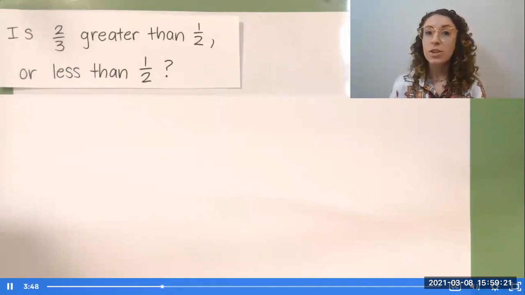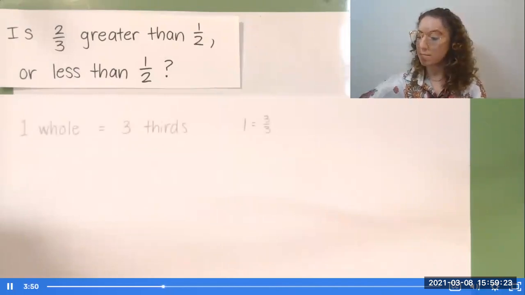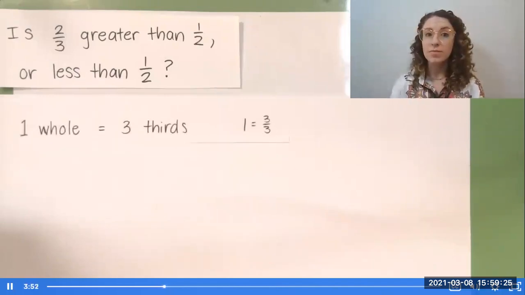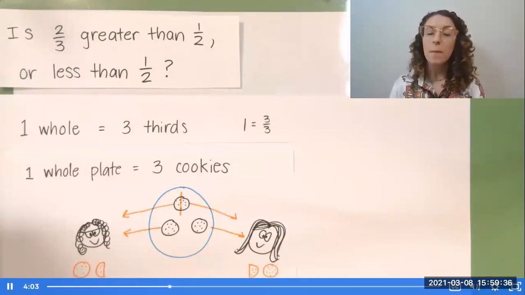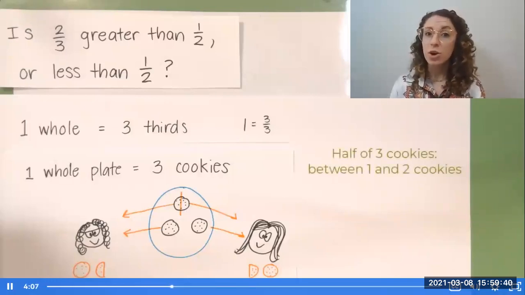Think about 1 whole in unit form as thirds. 3 thirds. Now, think about the unit as cookies. If you had 3 cookies to split in half, each person would get more than 1 cookie, but less than 2 cookies, somewhere between 1 and 2 cookies. So 1/2, when thinking about thirds, is somewhere between 1 and 2 thirds.